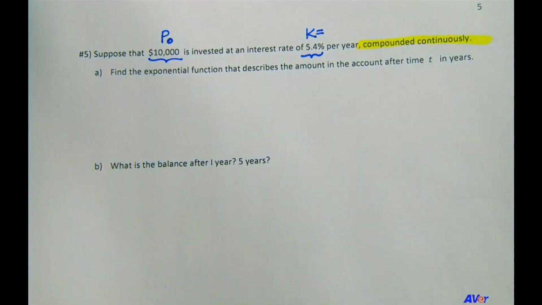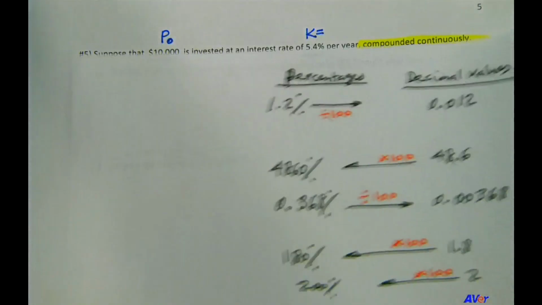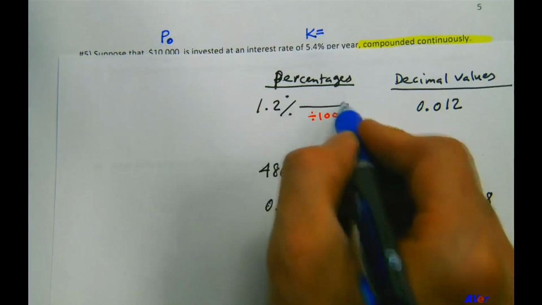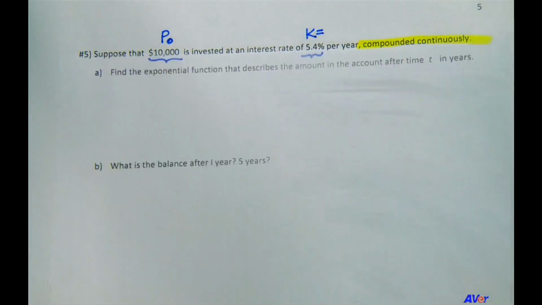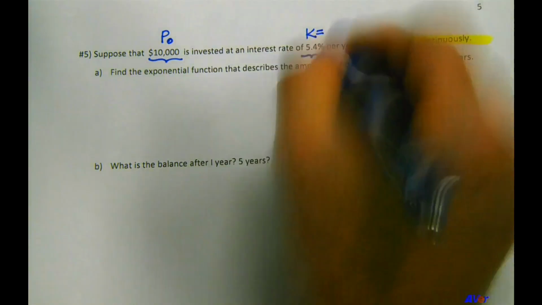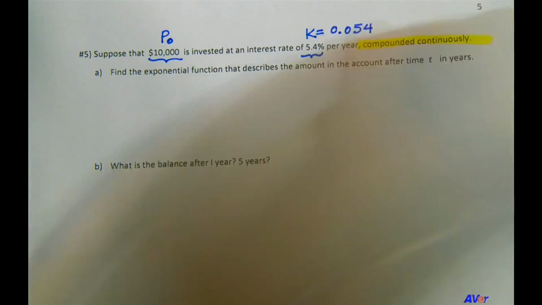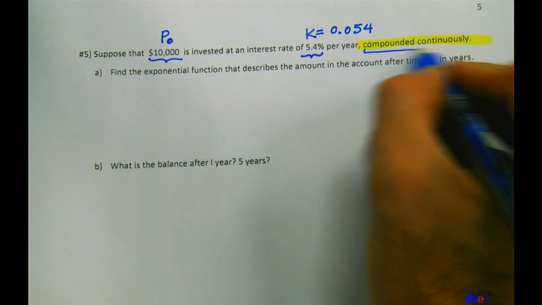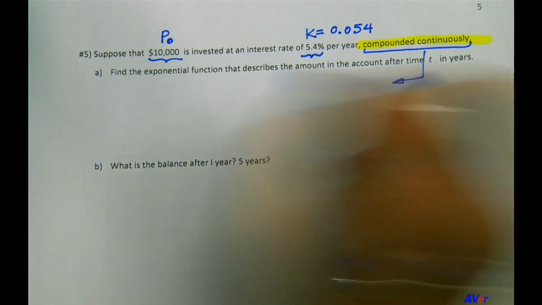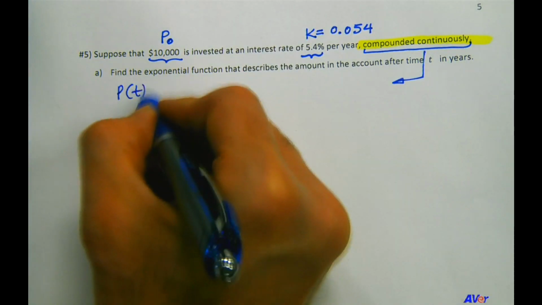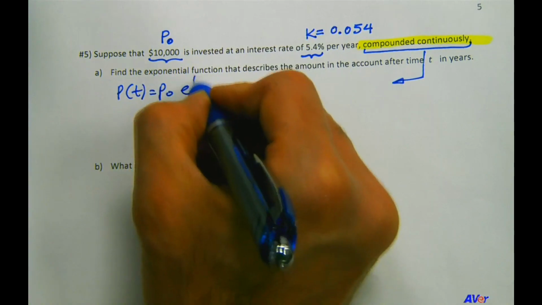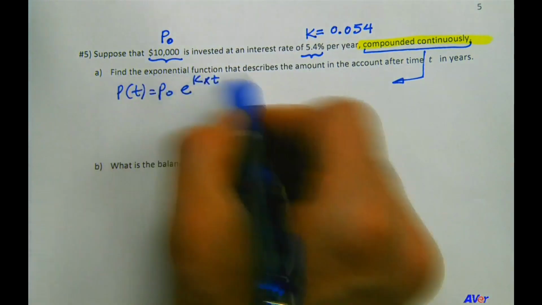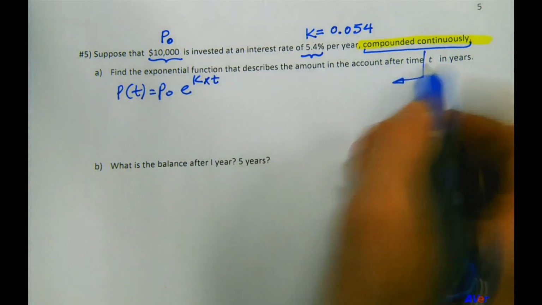Remember? How do we convert a quantity from percentage to decimal? We divide by 100, right, to go in that direction. So we divide this by 100, we get 0.054. Compounded continuously, and of course this statement means that we need to use this formula: P of t equals P naught times e to the k times t power. Find the exponential function that describes the amount in the account after time t in years.